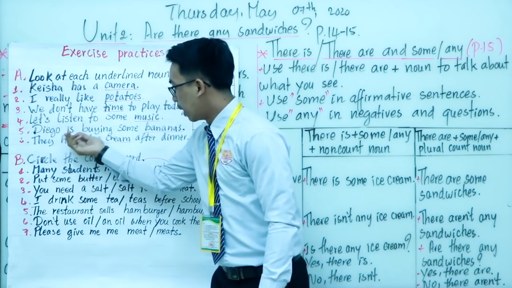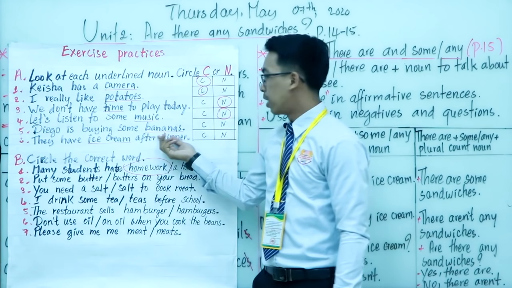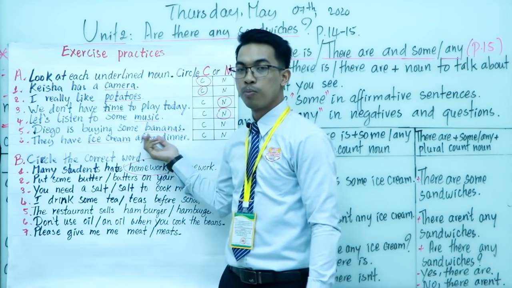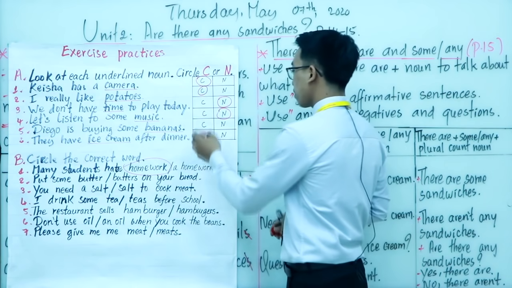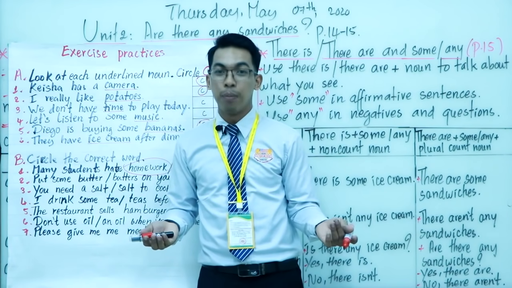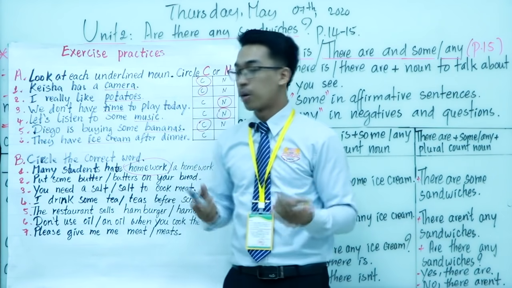The girl is buying some bananas. Bananas. So, banana, is it count noun or non-count noun? Very good. Count noun. 1 banana, 2 bananas, okay? A banana, 2 bananas, 3 bananas. So we can count it.